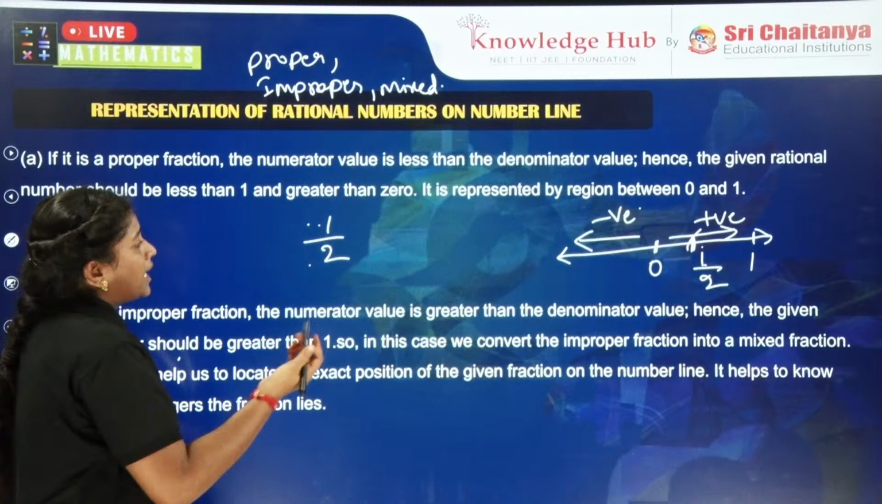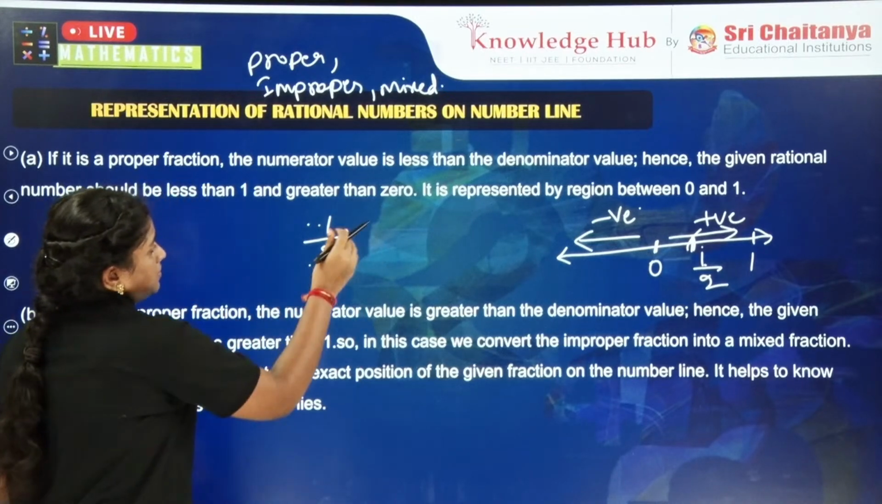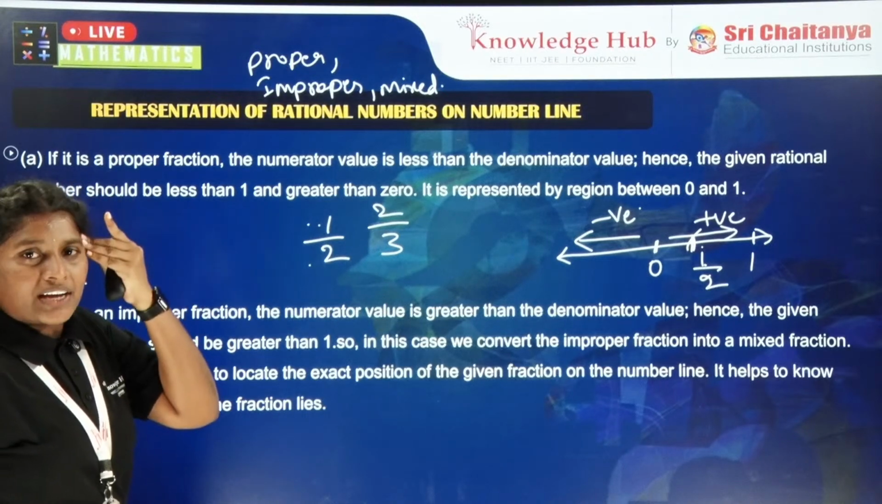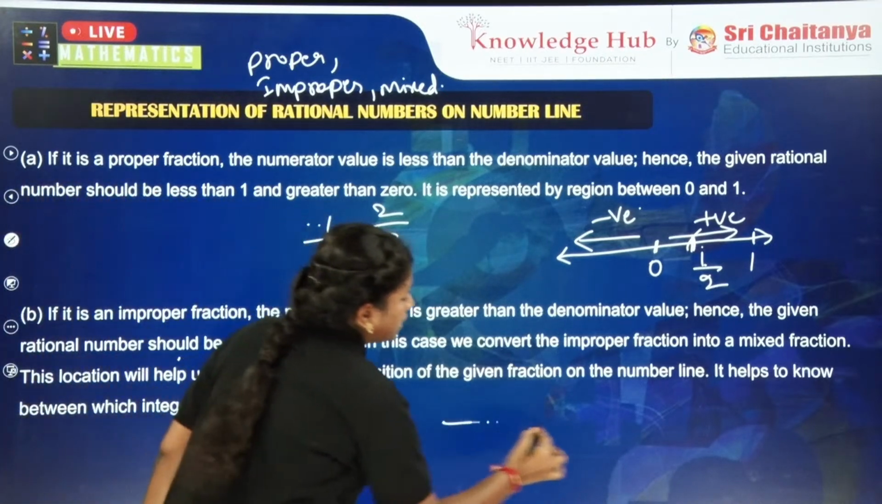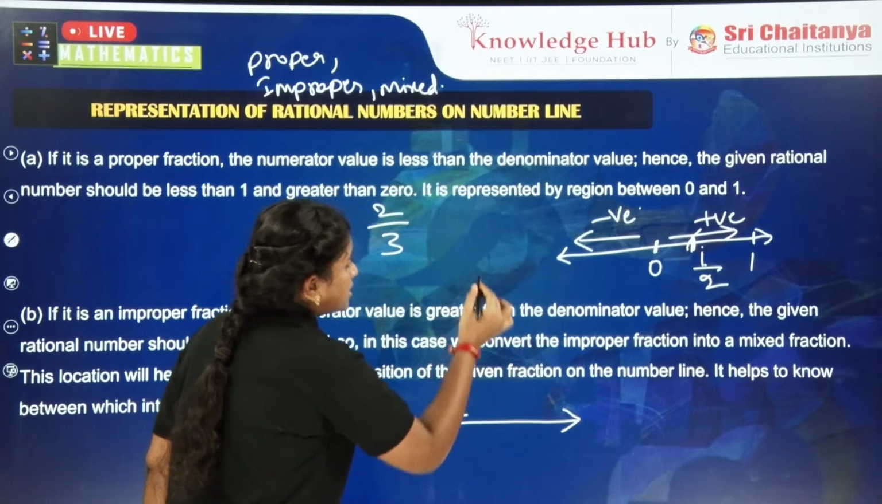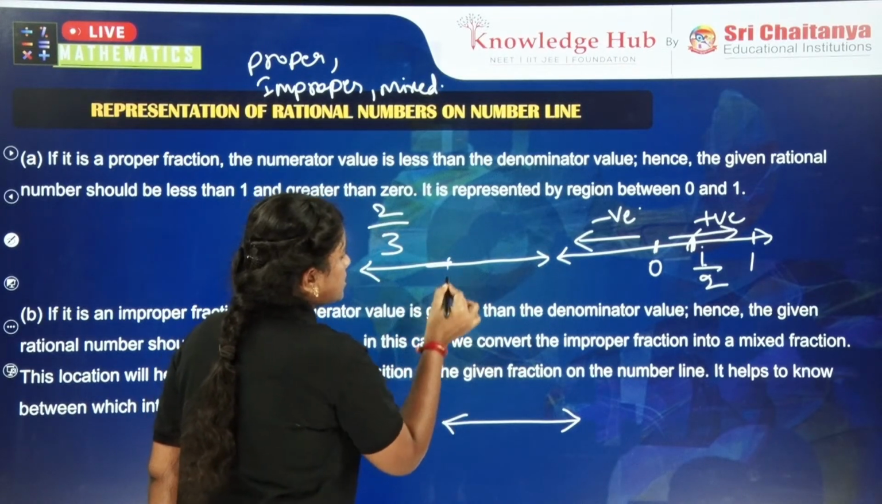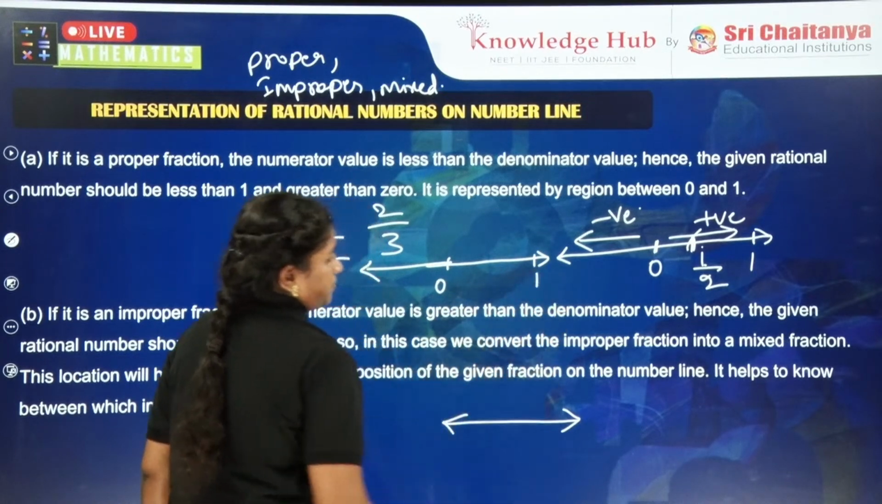And if you take another example, just 2 by 3. 2 by 3 is also a proper fraction. So now how can we represent it? Coming to the representation of 2 by 3, if you take your number line, here it is 0 and here it is 1.